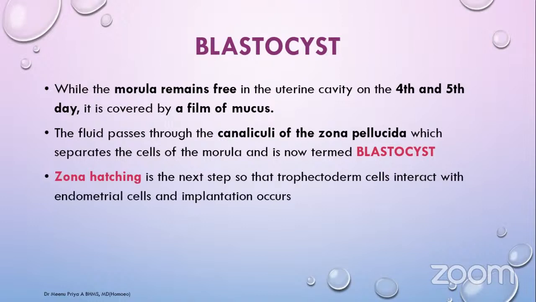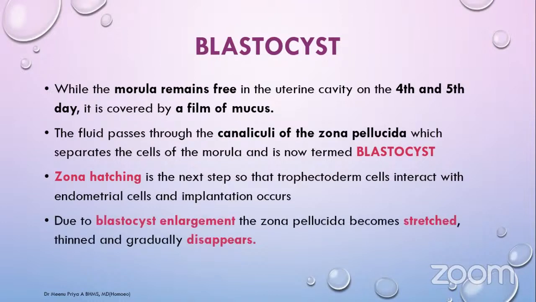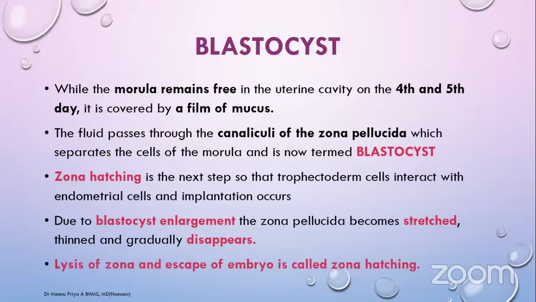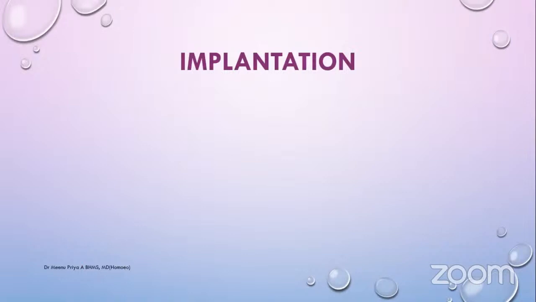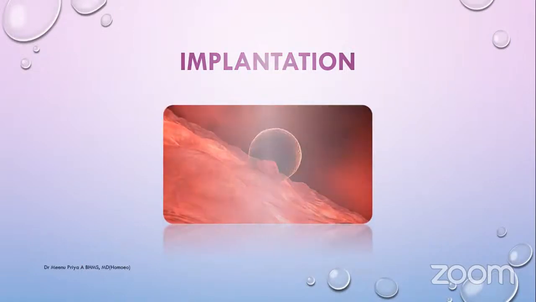It is the next step, so that trophectoderm cells interact with the endometrial cells and implantation occurs. Due to blastocyst enlargement, the zona pellucida becomes stretched thin and gradually disappears. So this outer covering is the zona pellucida, and it is stretched and it disappears. The lysis of the zona and escaping of the embryo after the blastocyst stage is called zona hatching. Next is implantation. Once the embryo escapes, it has to get implanted in the uterine cavity. So what happens? We will see.